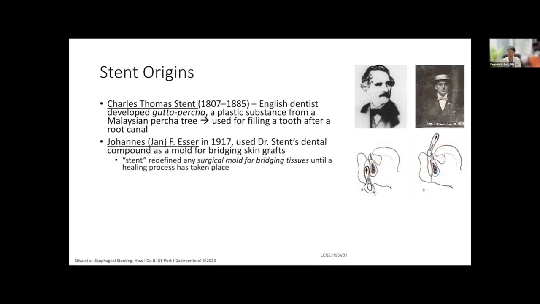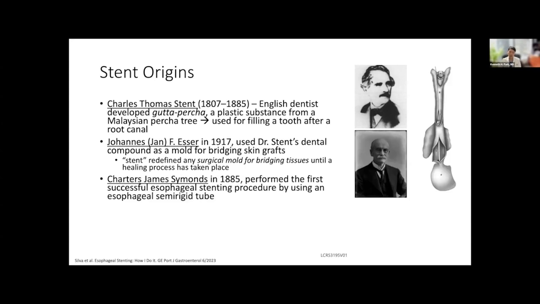Around the same time, Dr. Jan Esser, a plastic surgeon, used this rubbery substance to make a mold to use as a bridging tool for skin grafts. He coined the term stent, and defined it as a surgical mold for bridging tissues until a healing process takes place. This is the earliest drawing he made of the stent that he used in his surgical cases.